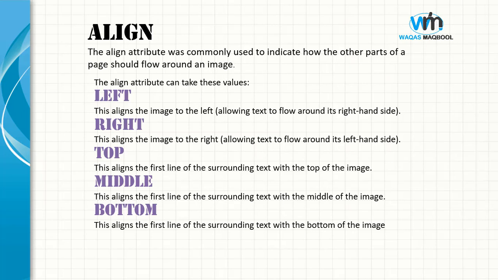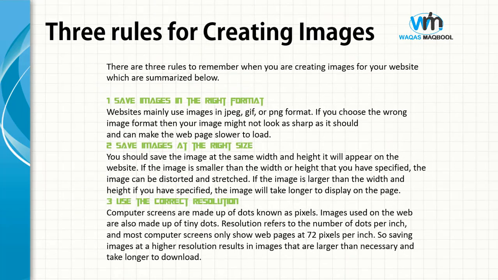There are five values for aligning the image. The first one is left, which aligns the image to the left, and the second one is right, which aligns your image to the right hand side. Top aligns the first line of surrounding text with the top of the image, and middle aligns the first line of surrounding text with the middle of the image, and bottom aligns the first line of surrounding text at the bottom of the image. So this is the alignment of an image.